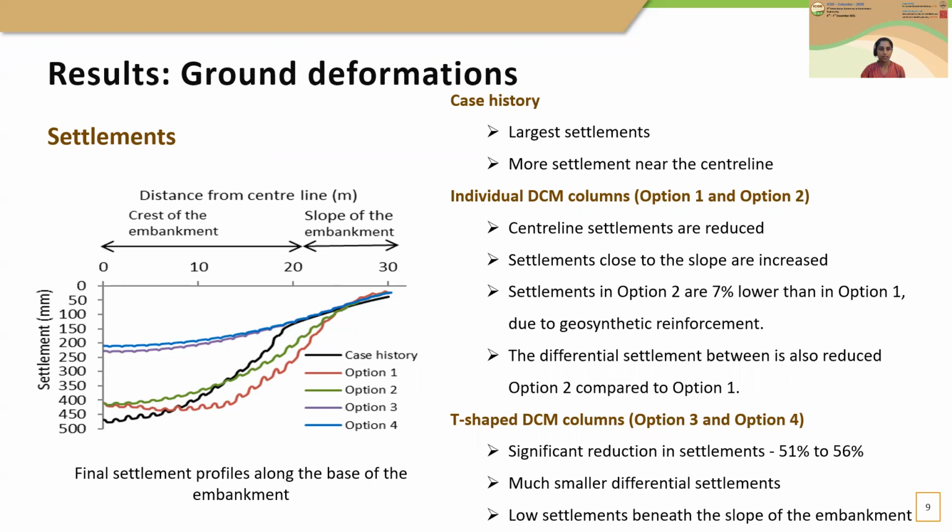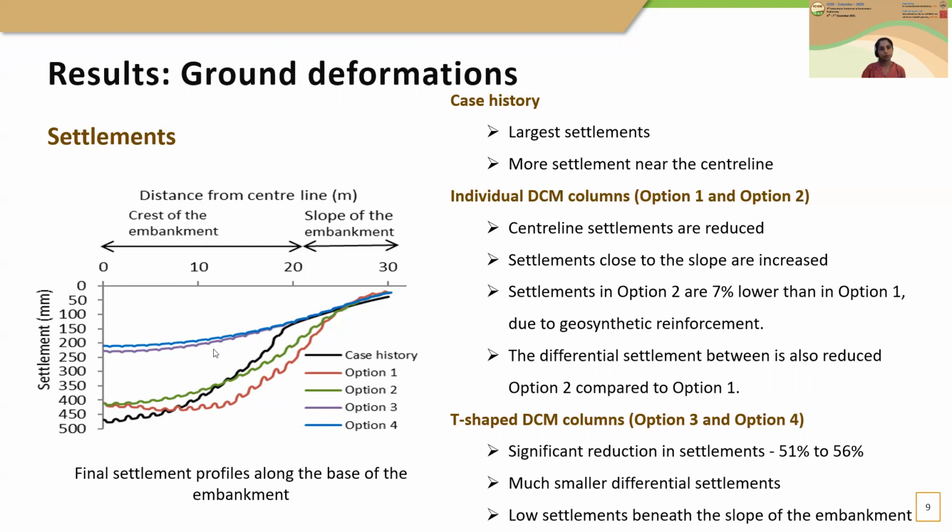When we use only the individual DCM columns everywhere, we can see that the spread of the settlement is wider. And also, the settlement is pronounced even beneath the slope of the embankment, although there is less load. When we incorporate the geosynthetic reinforcement into these individual DCM columns, we can see that the differential settlements have reduced compared to option 1, and also the overall settlement. However, the settlement reduction is only about 7% compared to option 1.